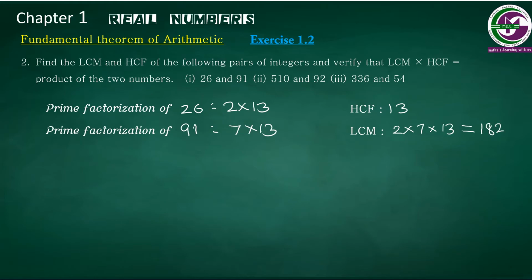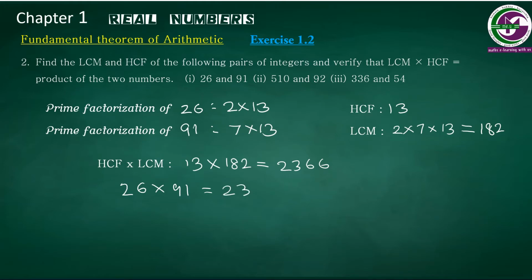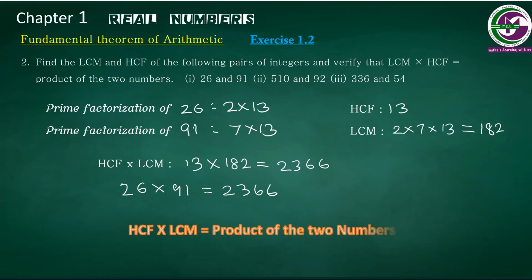Now we need to verify that LCM times HCF equals product of the two numbers. So first we'll find HCF times LCM, that is 13 times 182 equals 2366. Now we need to find the product of the numbers, that is 26 times 91. So you can multiply, and you will get 2366 as well. That means HCF times LCM equals product of the two numbers, verified for this question.